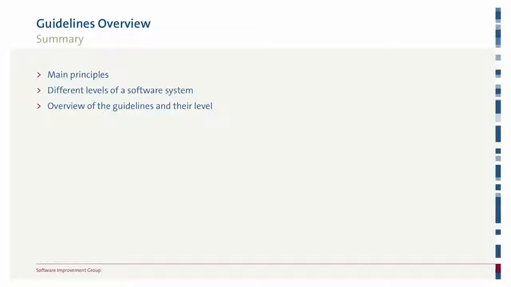So we presented you the main principles that we use behind our guidelines. We presented you different levels of how we can look at the software system and explained to you that our guidelines are related to one of these different levels. In the next video, we are now going to zoom in on the first of these guidelines and explain to you how to write short units and why they are important for maintainability.